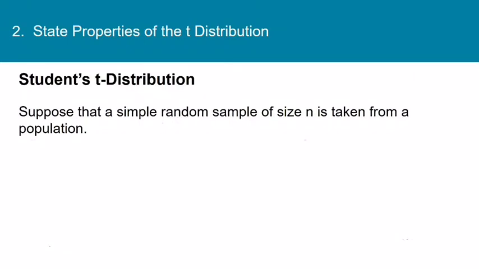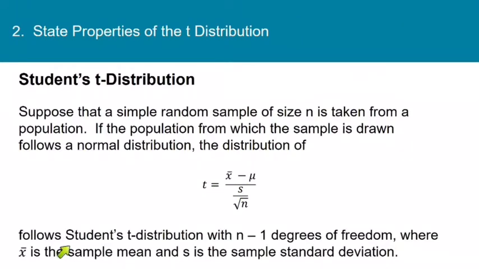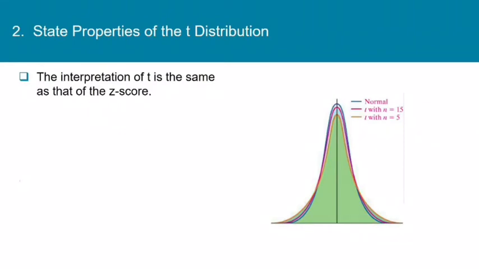So let me tell you a little bit about Student's t-distribution. Suppose that a random sample of size n is taken from a population. If the population from which the sample was drawn is normal, then this distribution, x bar minus mu divided by s over square root of n, follows Student's t-distribution, and it has what we call n minus 1 degrees of freedom. I'll tell you more about that in just a minute. But right now, let me tell you a little bit about Student's t.